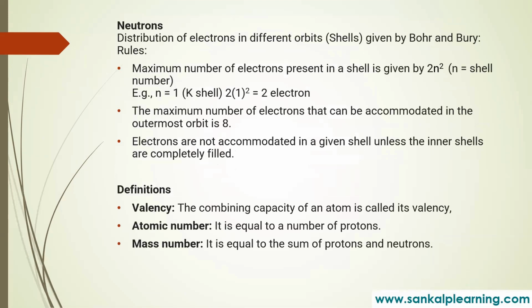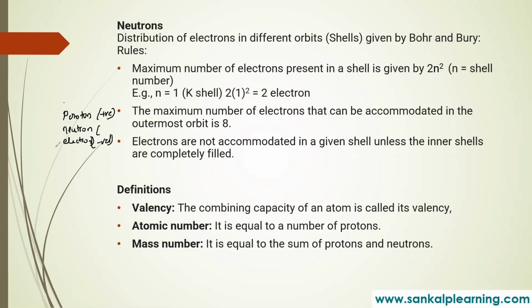I told you already what atomic number is. We already know that an atom consists of 3 particles. One is the proton, which is positively charged, one is the neutron, which is neutral in nature, and one more is the electron, which is negatively charged. So we have proton, neutron, and electron. These are the subatomic particles of the atom.